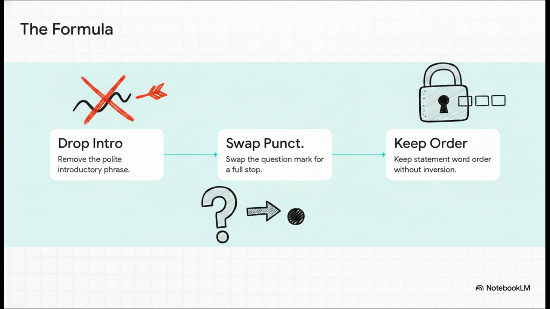First up, you slash that introductory phrase. Those polite openers just have to go. Second, you flip the punctuation at the end, trading in that questioning hook for a decisive, firm full stop. And third, which is arguably the most important piece of the puzzle, you lock the standard statement word order in place. Absolutely no subject-verb inversion here.